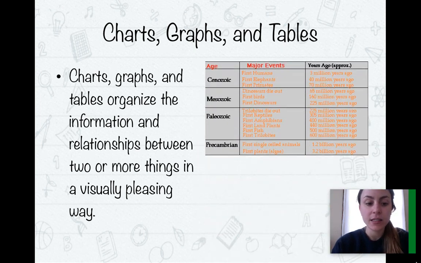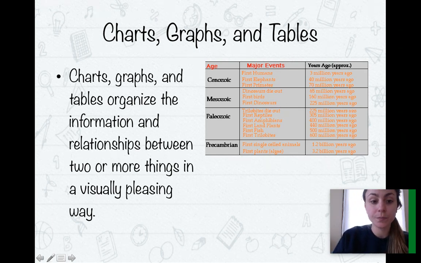And then last but not least are tables. That is information or data that is organized in both rows and columns. So for example, you have the Mesozoic age, and that's where you can find out that the major event that happened there was first, dinosaurs roamed the earth, and then also they died out in that same age as well.